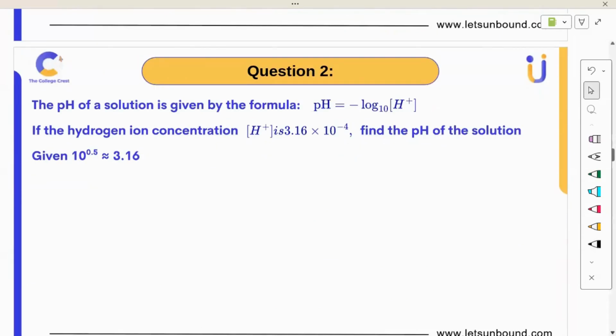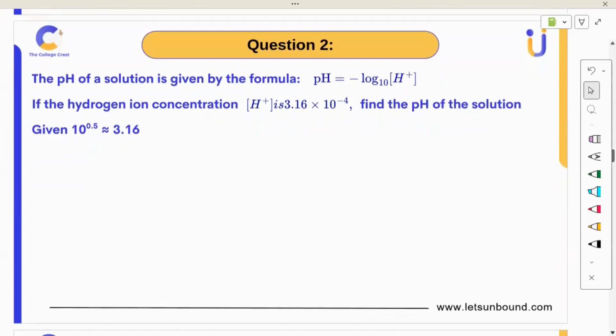Now question 2. The pH of a solution is given by the formula. Yes, the context of the log. That's why I picked this example. If the hydrogen ion concentration is 3.16 times 10 to the power minus 4, find the pH. The pH formula is given. Everything is given, we just need to plug in. And this is without calculator. Okay, no calculator.